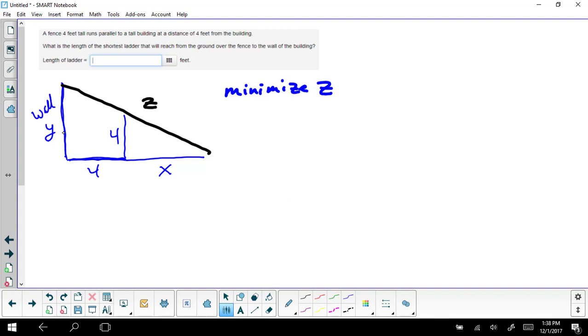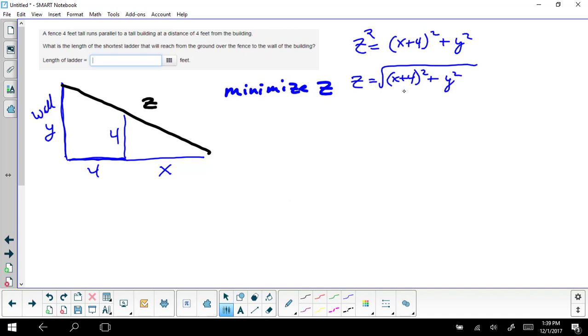And we're going to try and make an expression for Z using the values that we have here in the variables, and then try and minimize that function. So the relationship that I can use for this is the Pythagorean theorem: Z is equal to the square root of (x plus 4) squared plus y squared.